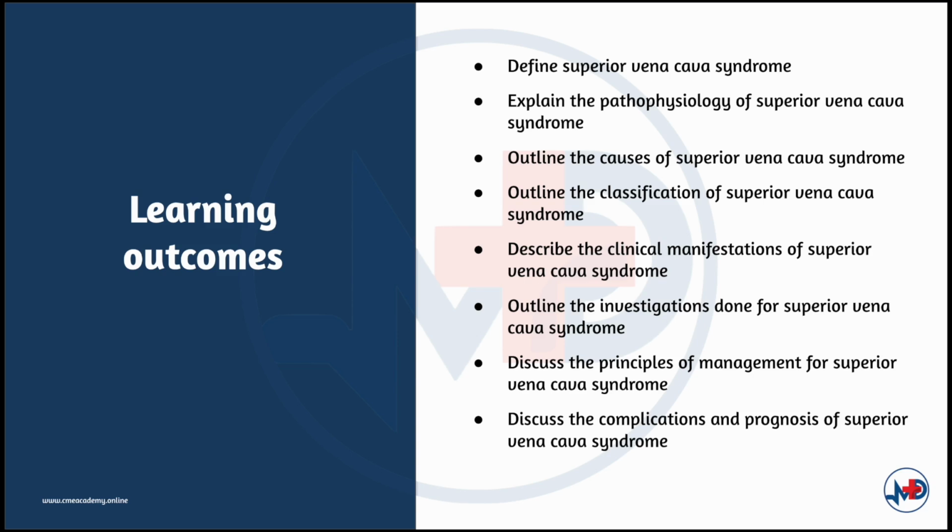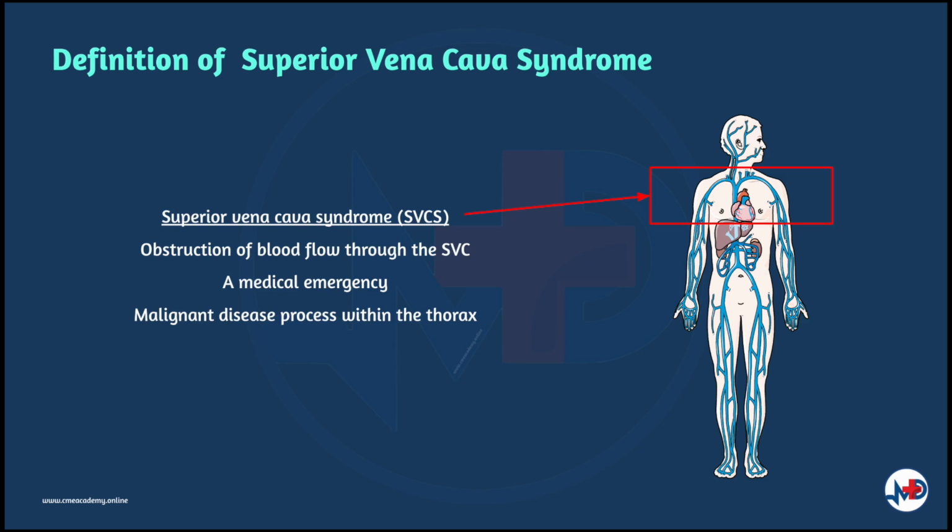Let's get started. Superior Vena Cava Syndrome is the obstruction of blood flow through the superior vena cava. It is a medical emergency and most often manifests in patients with a malignant disease process within the thorax.